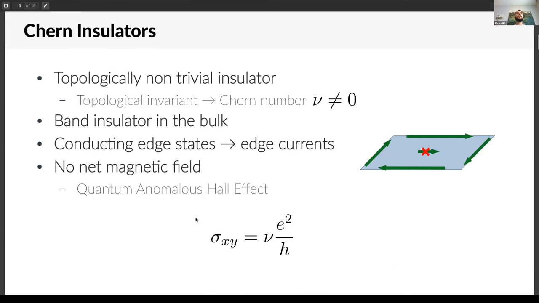Let's start with the notion of a Chern insulator. A Chern insulator is just a topologically non-trivial insulator, meaning that it is characterized by a topological invariant, which is in this case the Chern number, nu, which has to be different than zero. It is a band insulator in the bulk of the system, but it has conducting edge states along the boundaries of the system. These are the edge currents. In order for these currents to appear, they don't need any magnetic field. This is called the quantum anomalous Hall effect, meaning that the transverse conductivity only depends on the value of the Chern number and not on any magnetic field.